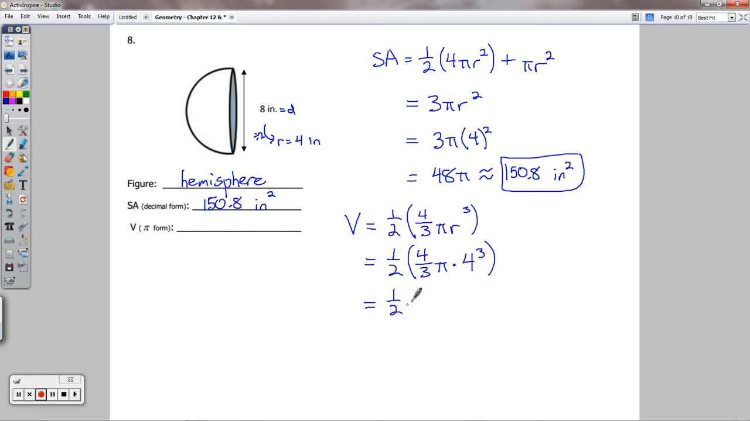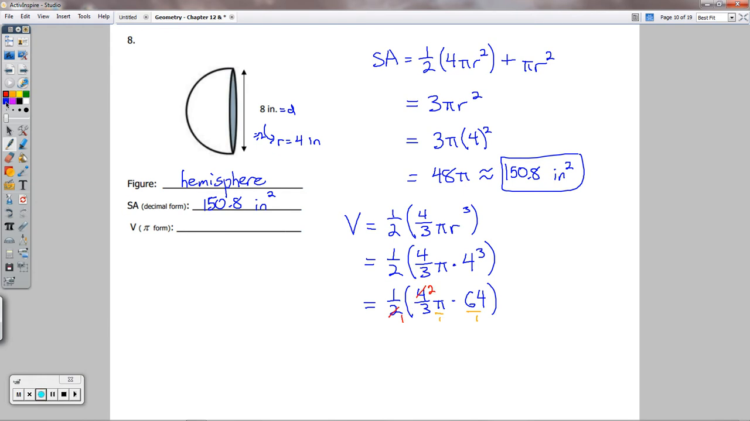We're going to have 1/2 and 4/3 pi. 4 cubed is 64. So really think of these as all fractions: 1/2, 4/3, pi over 1, 64 over 1. You can multiply all the tops together, and you can multiply all the bottoms together. If you wanted to reduce first, you could do that too. I'll do that here. So the tops, I could reduce this. I could make that a 2 and this a 1.